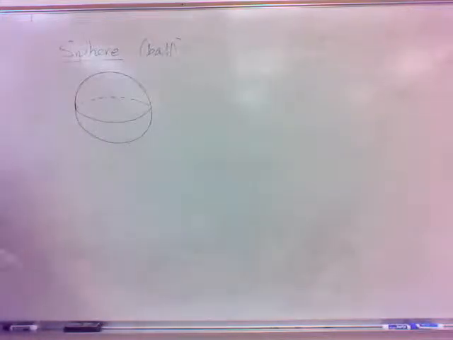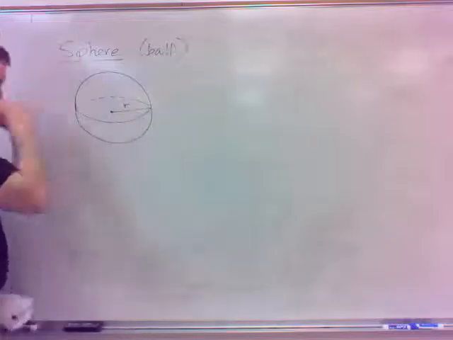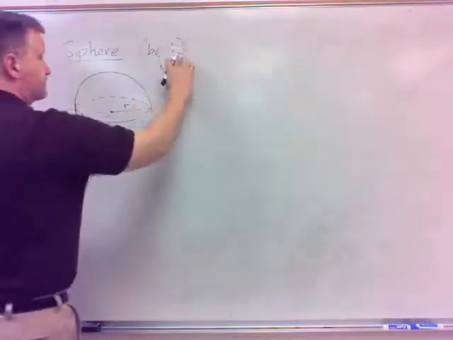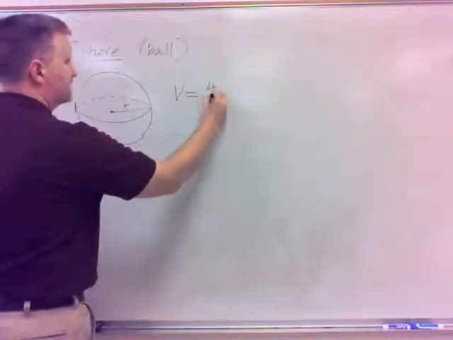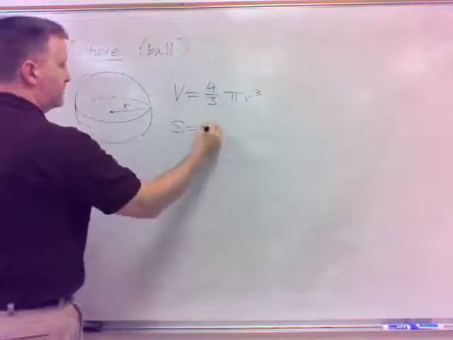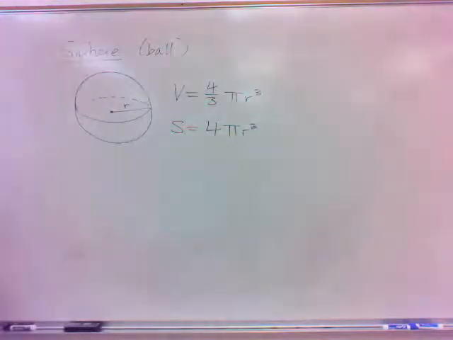The good thing on the sphere is you only need one measurement, and that is the radius. And the volume and surface area is based off of that. The volume is 4/3 pi times the radius cubed. And then the surface area is 4 pi times the radius squared. Don't have a good way to describe how those values, that formula comes to be, but that's what they are.